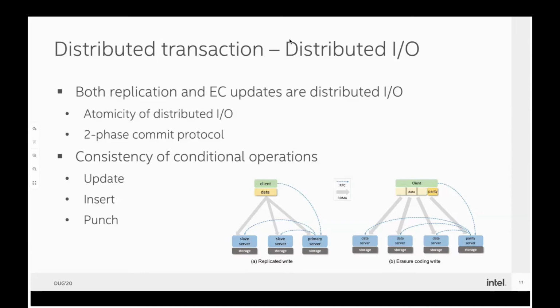As we can see in this diagram, DAOS distributed I/O for data protection is a primary-slave model. The primary server forwards the client request to slave servers, and this model can perfectly match the two-phase commit protocol. And this is exactly the reason that we chose two-phase commit as our distributed transaction protocol. In our I/O model, the primary server can be the transaction coordinator, whereas the slave server can be the transaction participant.